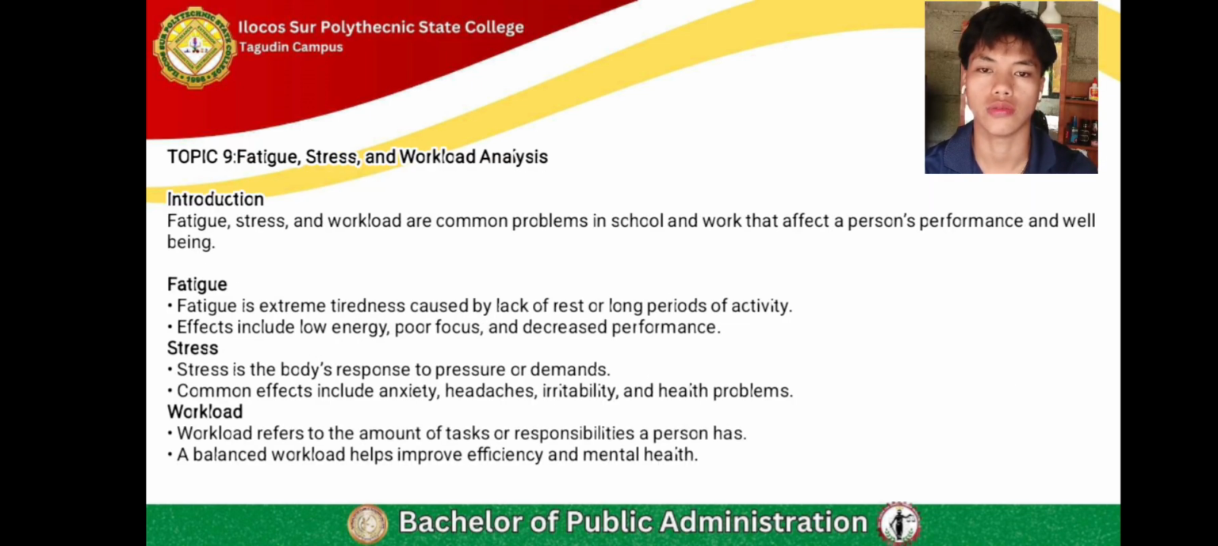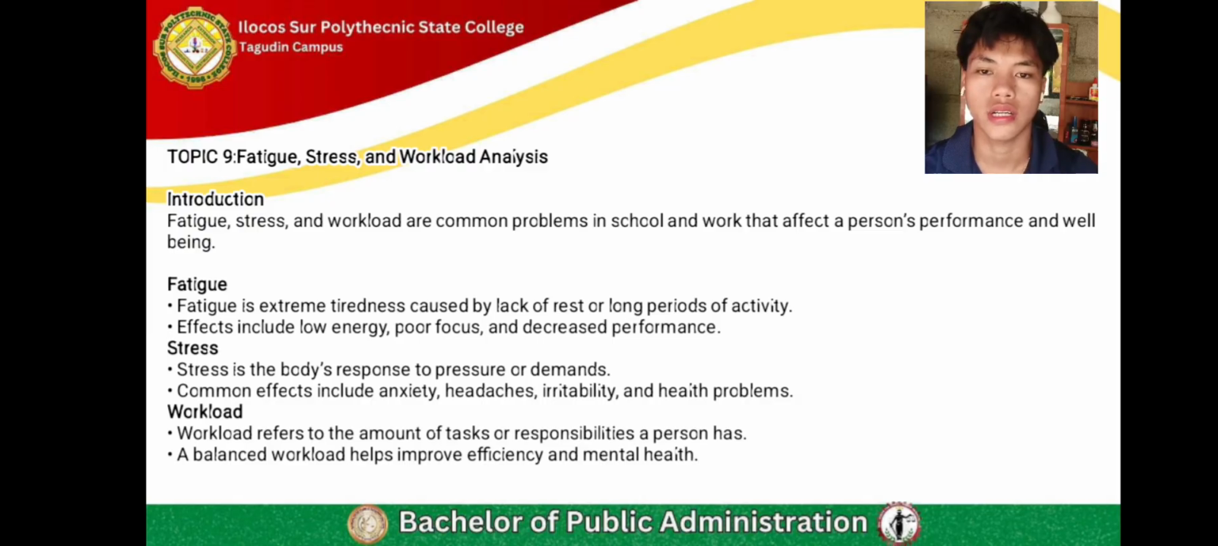Fatigue, stress, and workload analysis. Fatigue, stress, and workload are common problems in school and work that affect a person's performance and well-being. Fatigue. Fatigue is extreme tiredness caused by lack of rest or long periods of activity. It's the kind of tired you feel when you haven't slept enough or have been working non-stop for too long. Effects include low energy, poor focus, and decreased performance. When you're fatigued, you feel drained, distracted, and it becomes harder to do your best.